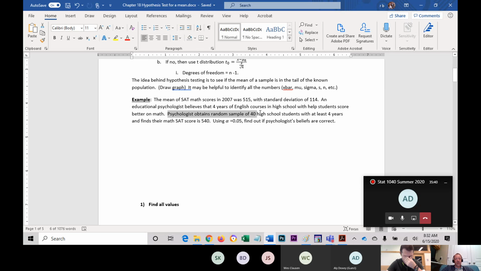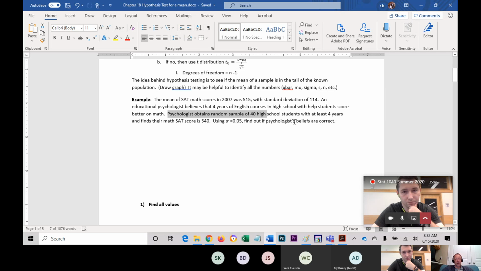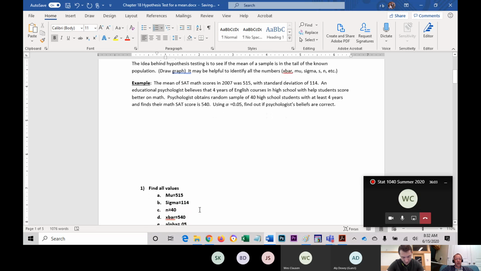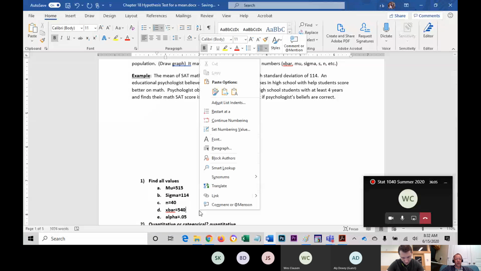A psychologist obtains a random sample of 40. What's 40? N. 40 is your N. And I've got a math score of 540. What's that? X bar. That's your X bar. Well done. So I found those: mu, sigma, and X bar. I've got my alpha, 0.05.